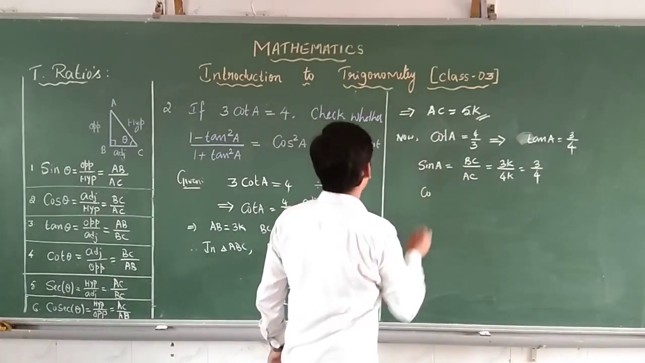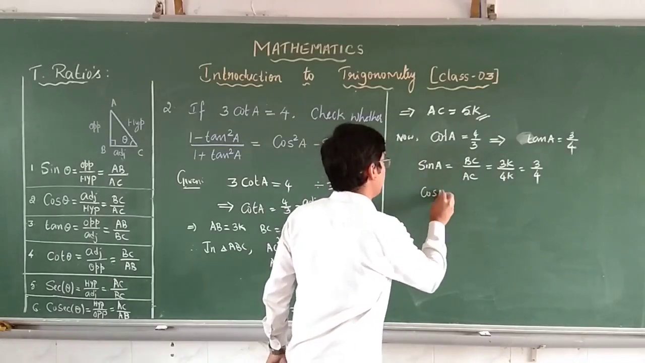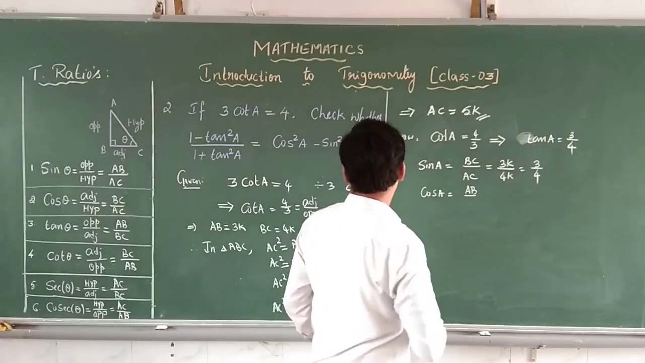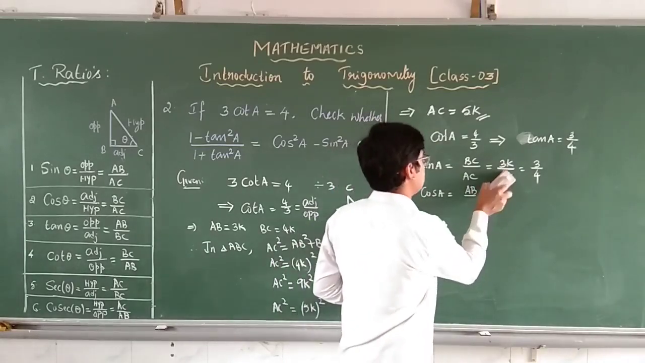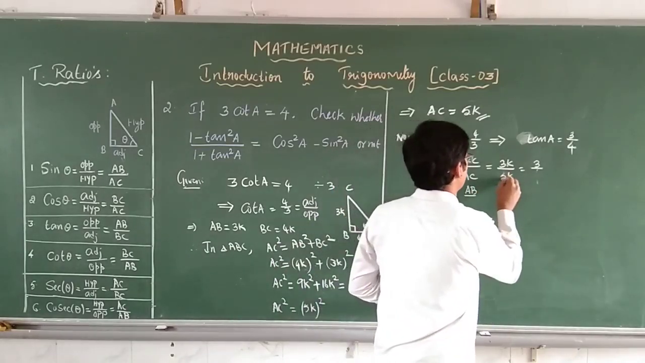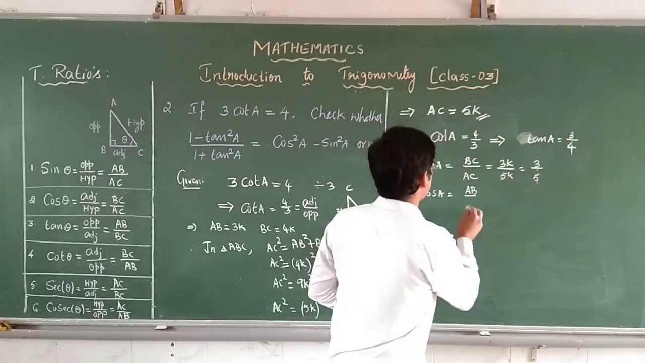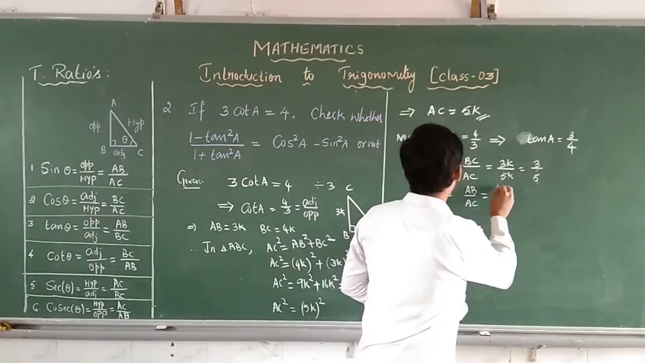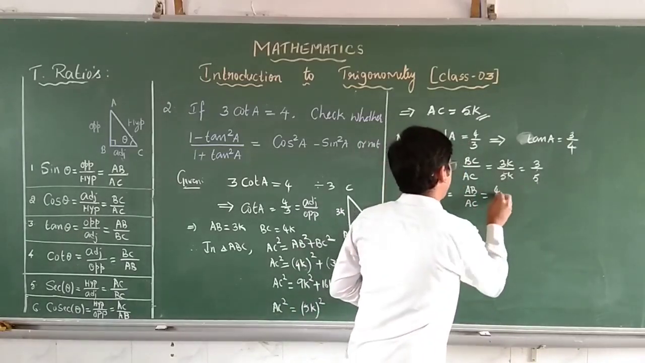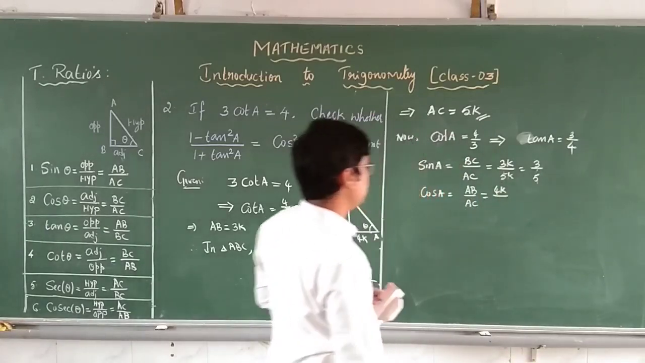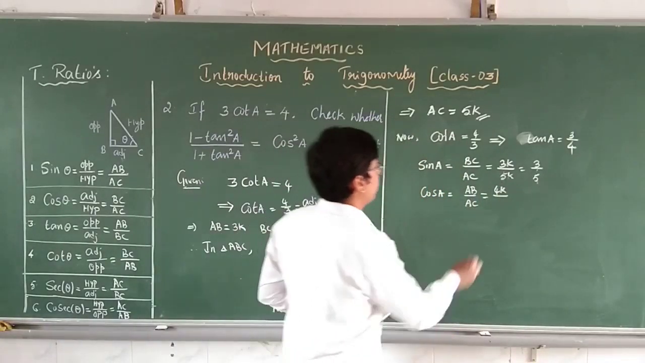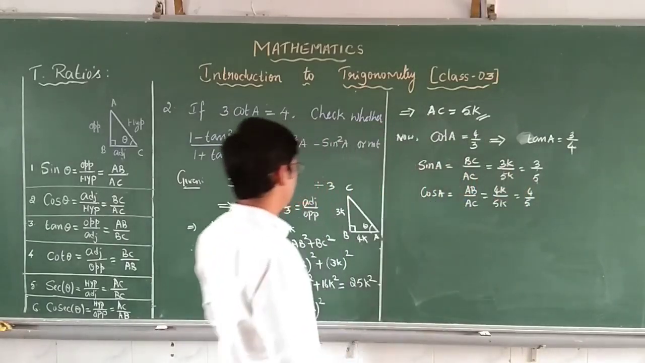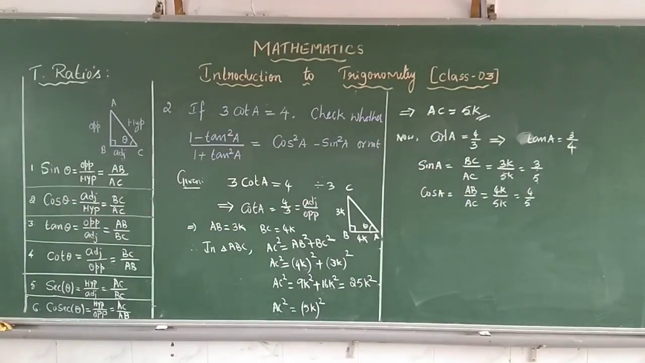Now let me define cos A. What is cos A? Adjacent, AB by AC. AB is 4K divided by AC, what is AC? 5K. So this is equal to 4 divided by 5. 3 by 5 is the sine, 4 by 5 is cos.